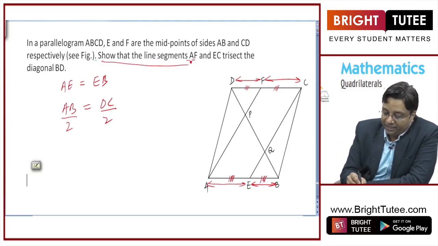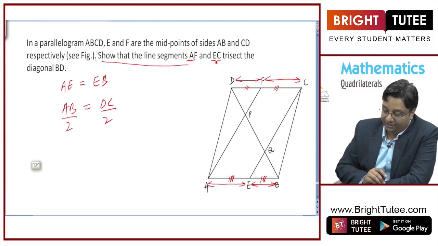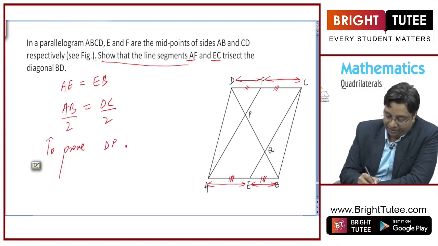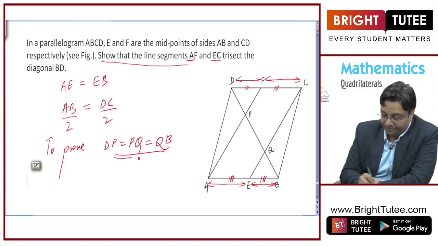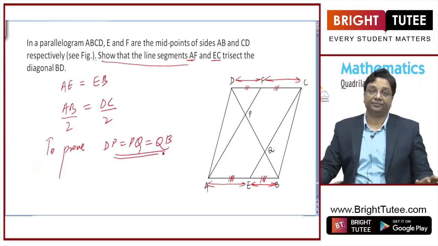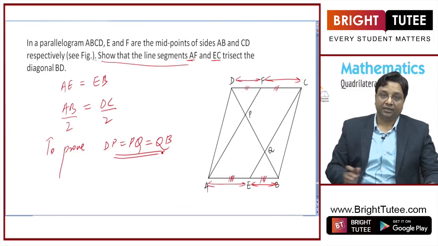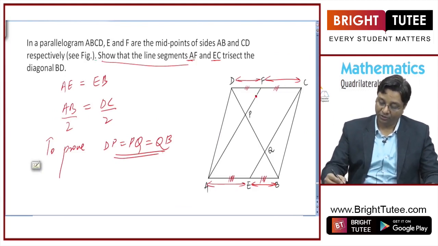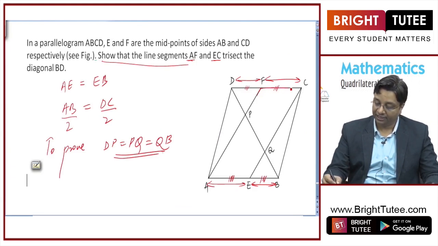Show that the line segments AF and EC trisect the diagonal BD. So what we need to show here is that DP is equal to PQ is equal to QB, right? Now this question is very easy, because we know, if you notice this quadrilateral here, FCEA, will it be a parallelogram or not?